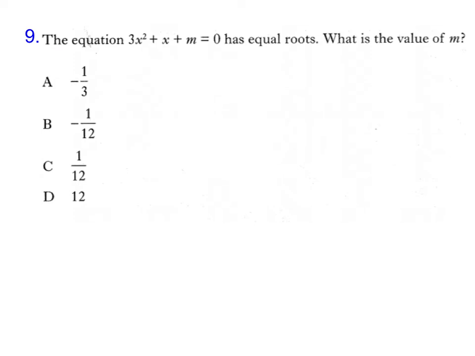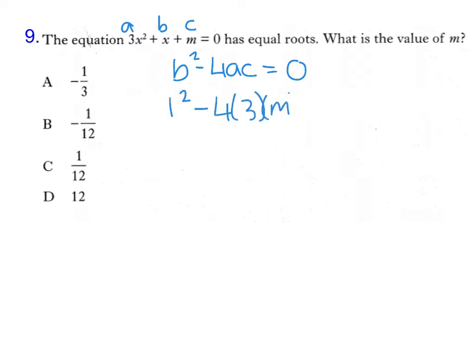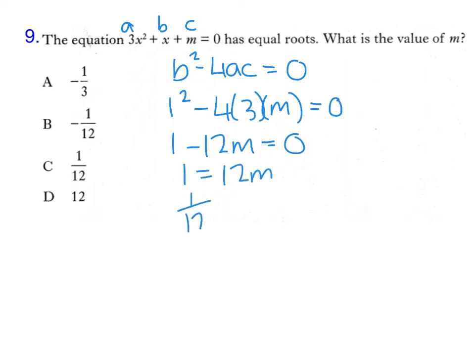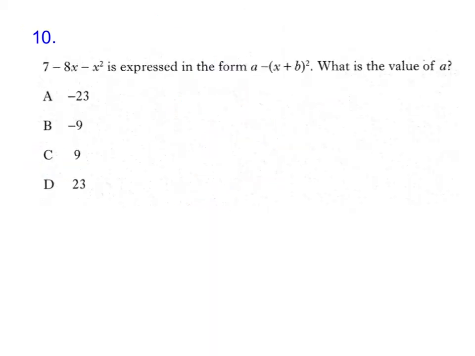Question 9, we're told that it has equal roots. Equal roots means you can set b squared minus 4ac equal to 0. A is 3, b is 1, c is m. So we have 1 squared, take away 4 times 3 times m equals 0. So you've got 1 take away 12m is 0. 1 equals 12m. 1 over 12 equals m. So it is C. Question 10 is completing the square. I'm just going to rewrite this in this order.